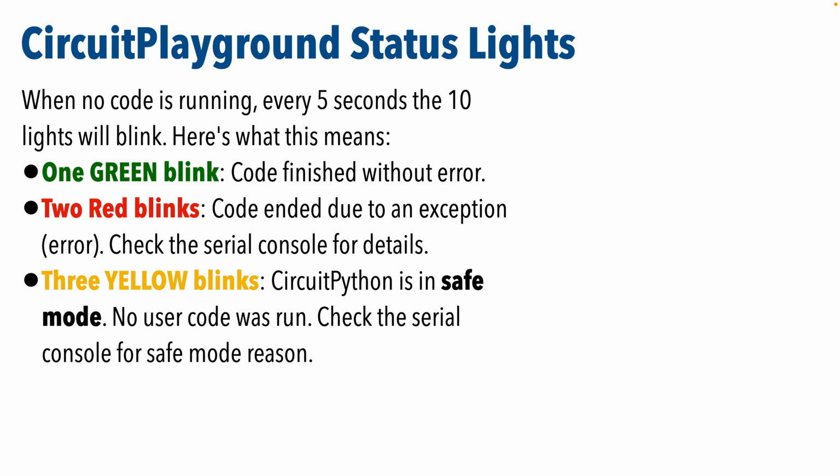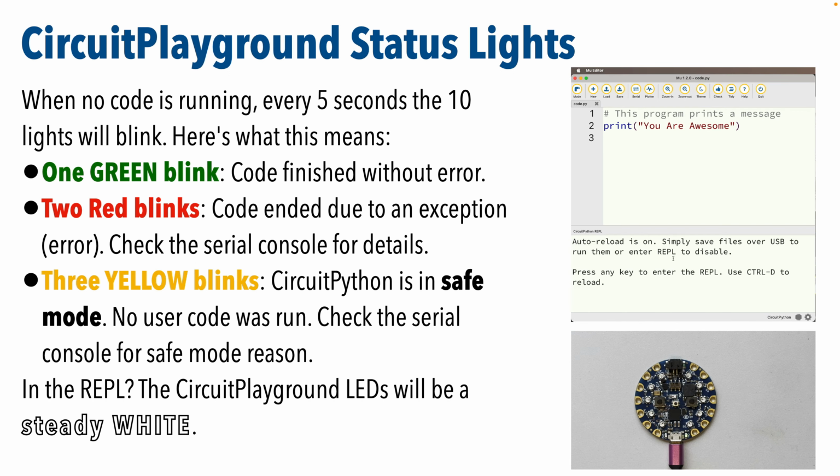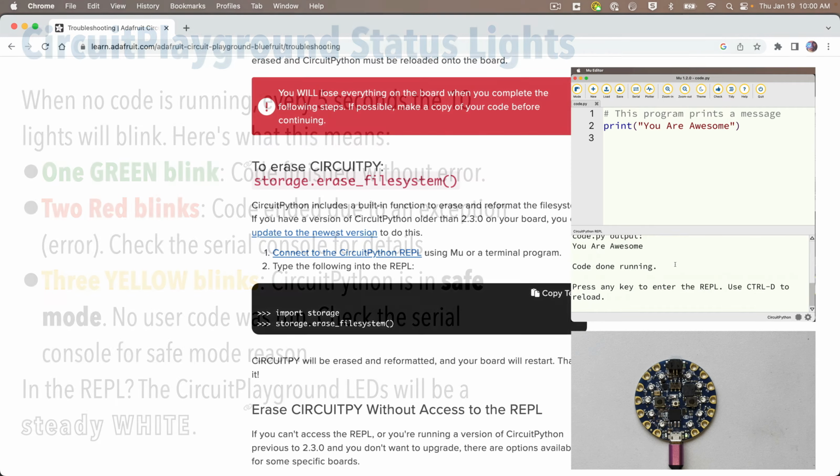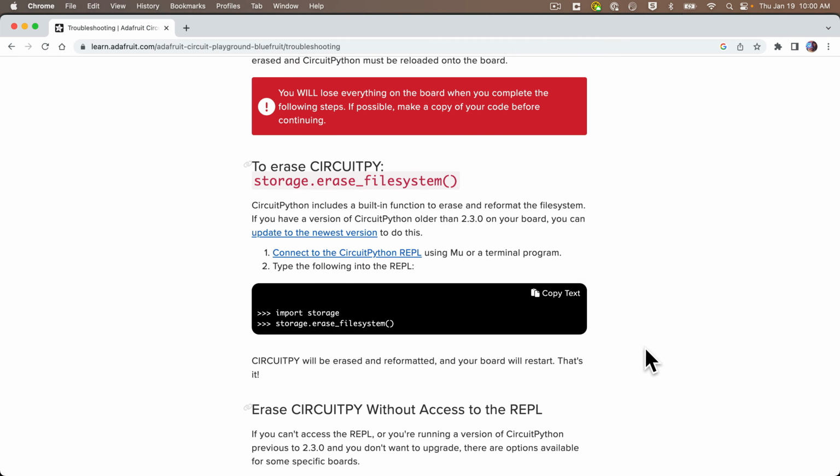Also know that the CPB NeoPixels all turn white when you're in the REPL, and when you press Control-D to get out of the REPL, the white lights turn off. Further down, there's also information on what to do if you run out of space on your board.